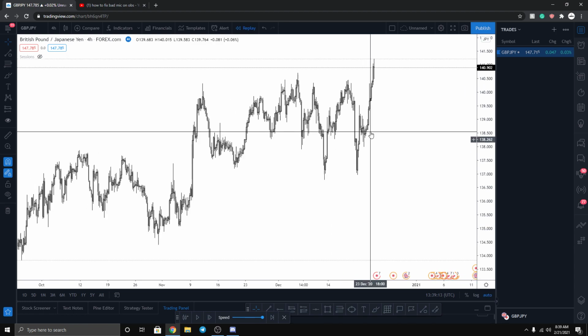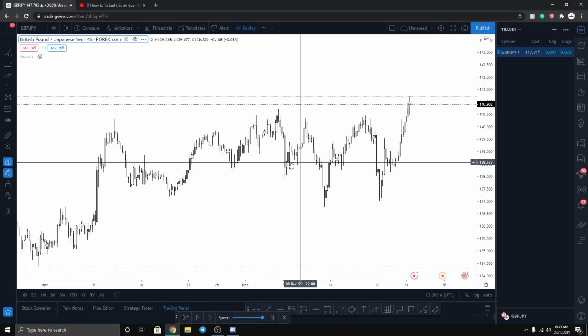That's basically it. I can give you guys another example of how order blocks look and how to identify them.